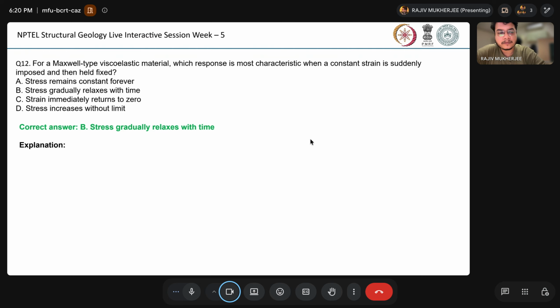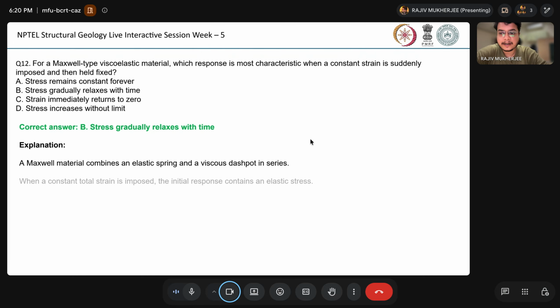So to explain this, a Maxwell material combines an elastic spring and a viscous dashpot in series, not in parallel, right? Whereas in Kelvin-Voigt rheology, those are in parallel combination. When we talk about Maxwell rheology, it's generally in series, right? So when a constant total strain is imposed, the initial response contains an elastic stress because the spring is hit first. So its deformation is instantaneous, right? It's not rate dependent.